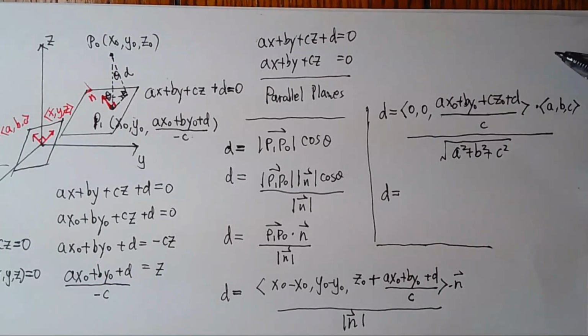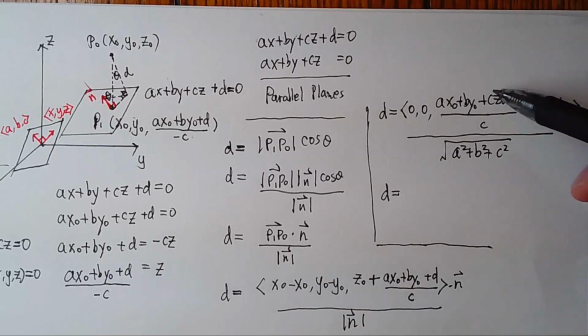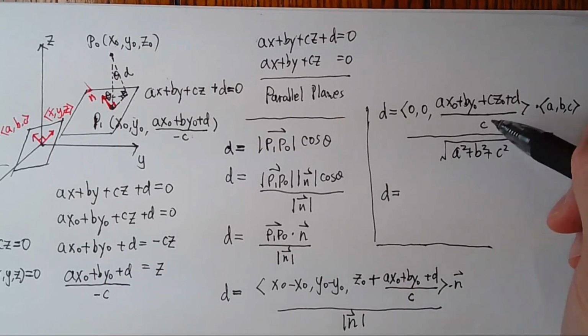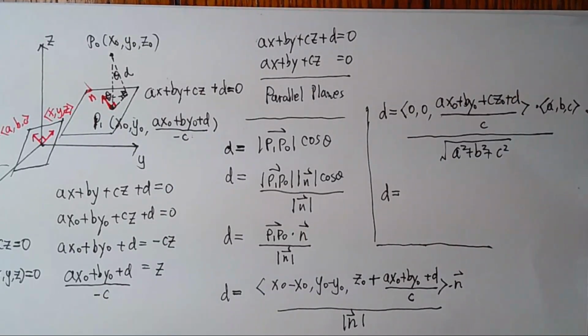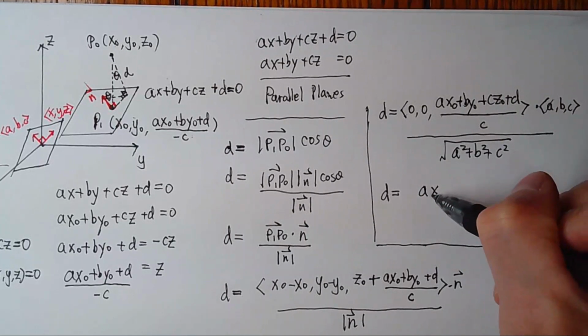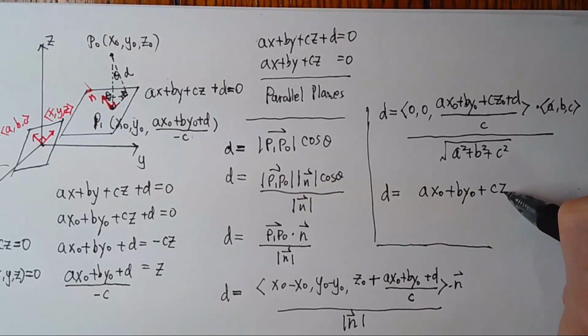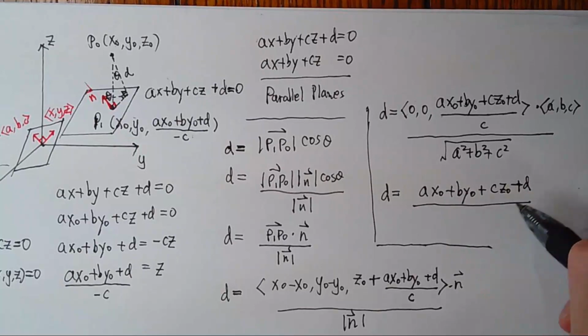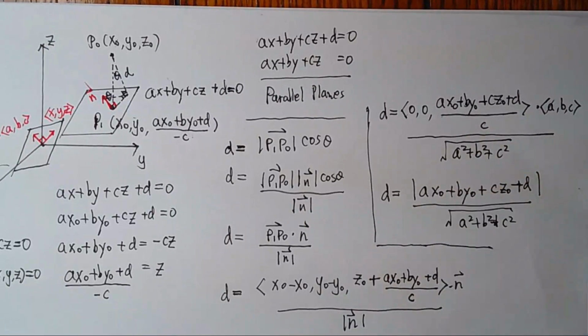So 0 times a is 0, 0 times b is 0, and this quantity times c. So the c cancels out. So we just have a times x sub 0 plus b times y sub 0 plus c times z sub 0 plus d, and everything divided by the square root of a squared plus b squared plus c squared, and take the magnitude because we want the distance to be positive.